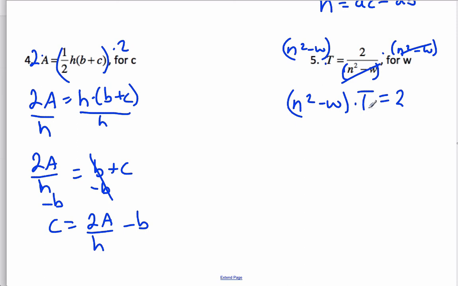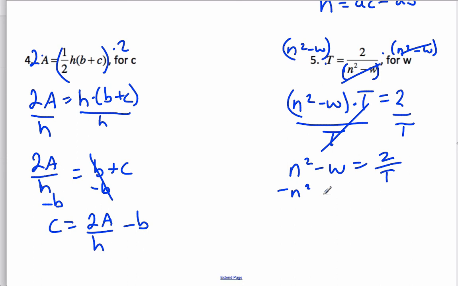And we're solving for w, so let's expand this t, I guess. That's one way to do it. Actually, let's divide both sides by t to get rid of this t. That's multiplied by t, so if I divide by t, it cancels out the multiplied by t. So that's canceled, and we got n squared minus w equals 2 over t. And again, we're solving for w, so let's subtract n squared from both sides. We got, now be careful, you're going to have a negative w left, equals 2 over t minus n squared.